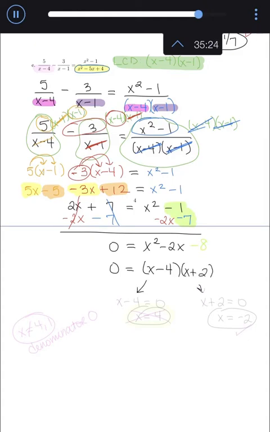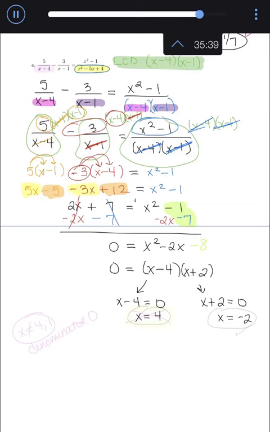But then you have to set both of those equal to 0. The x minus 4 needs to be equal to 0, and the x plus 2 needs to be set equal to 0, which gives the two answers 4 and negative 2.